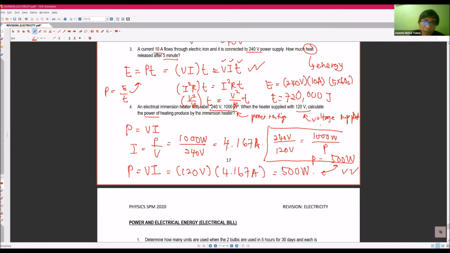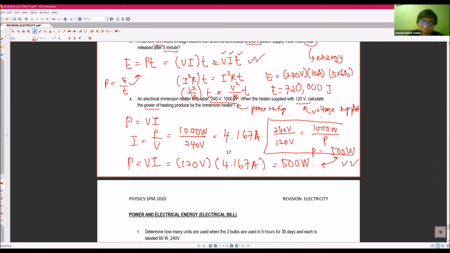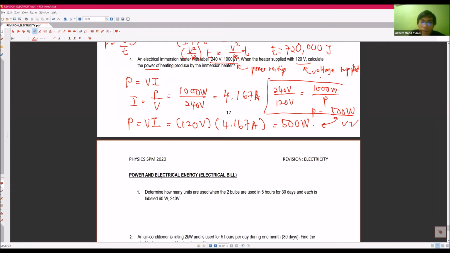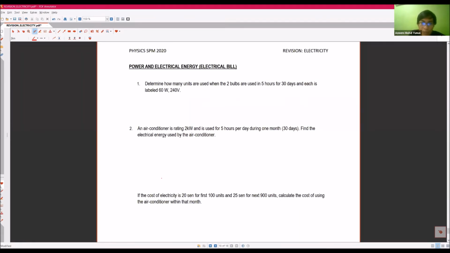Okay, basically, the current is going to be the same regardless of the voltage supply, and then you have to use the value of current to calculate the new power with the new voltage supply. So let's move on to electrical bill, electricity bill for domestic use.